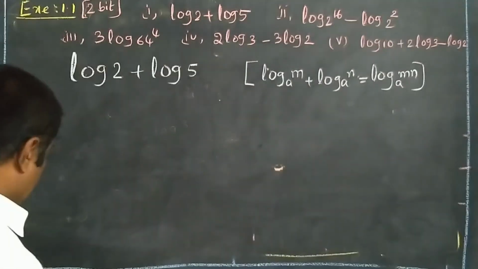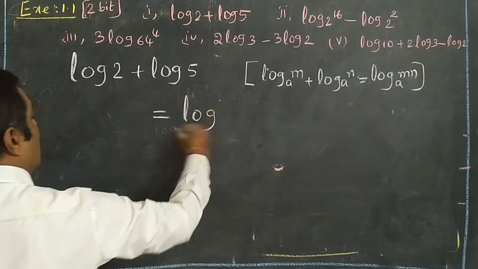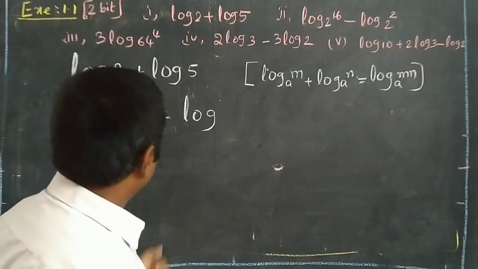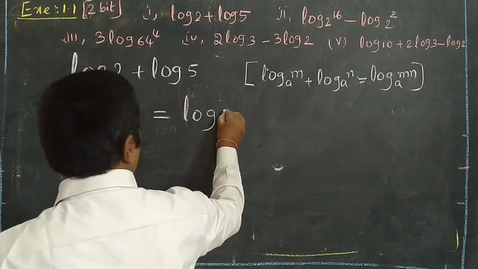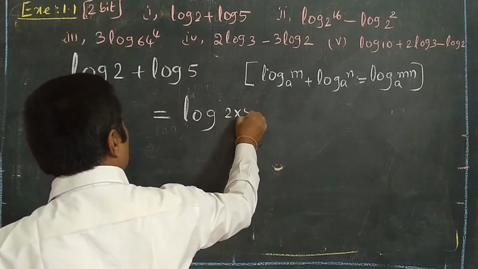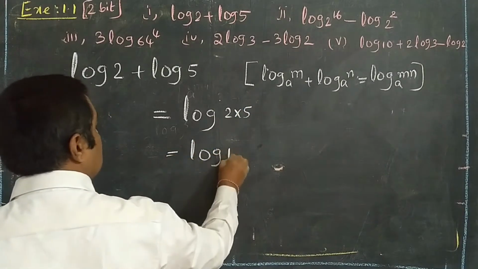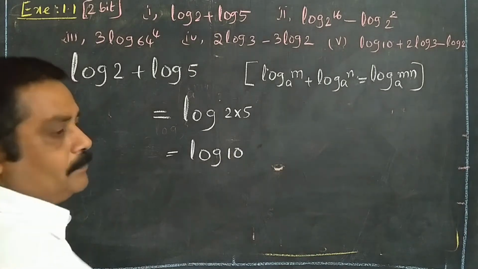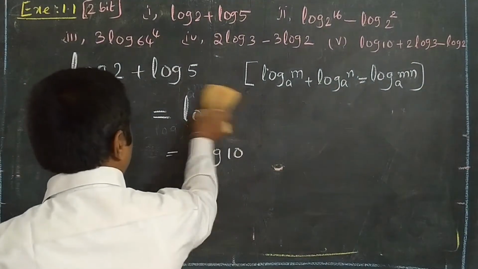So what we get, children, here? So log 2 base 10 plus log 5 base 10. You have to write log 2 into 5 base 10. So we get answer is log 10 base 10. This is the answer. Okay. Next.